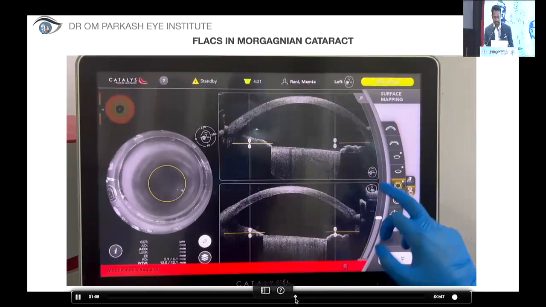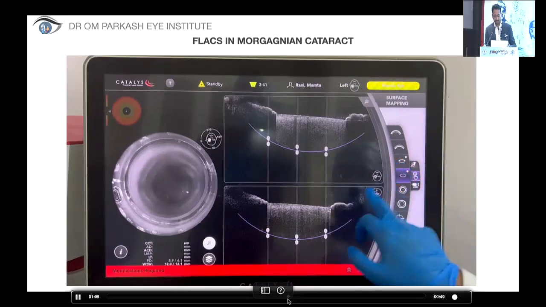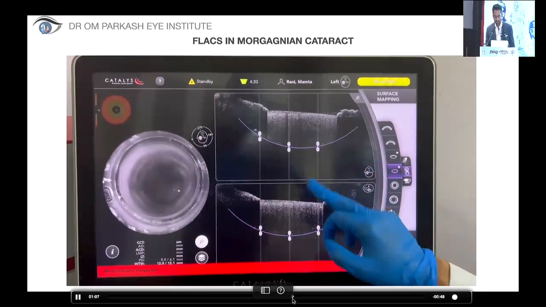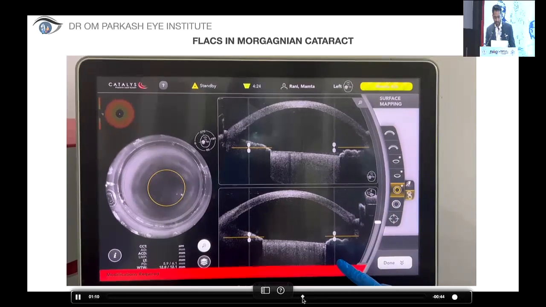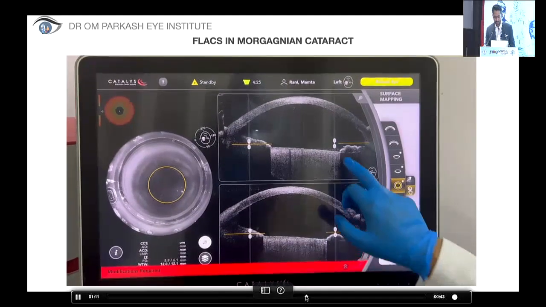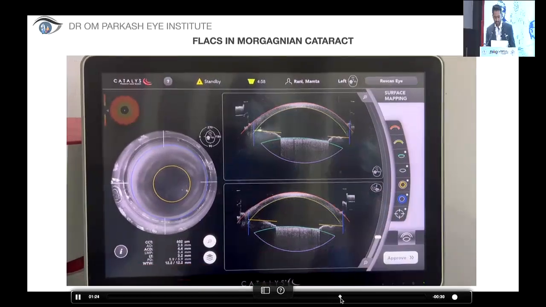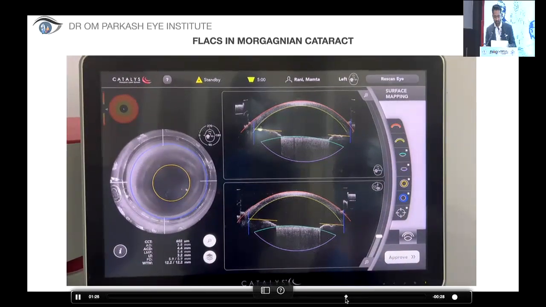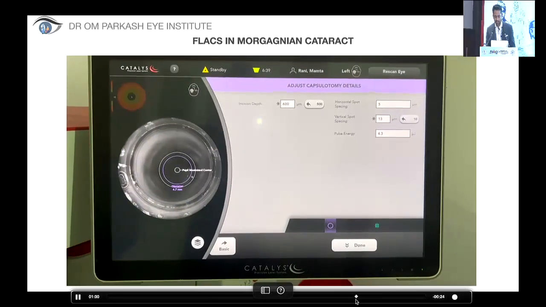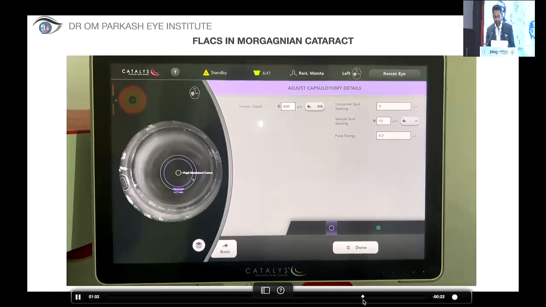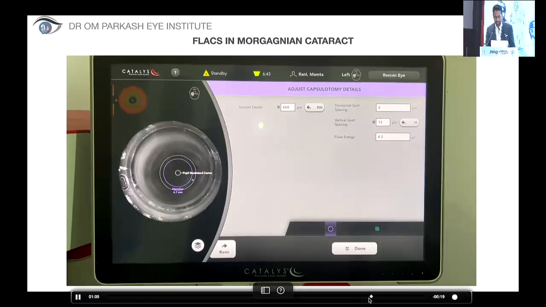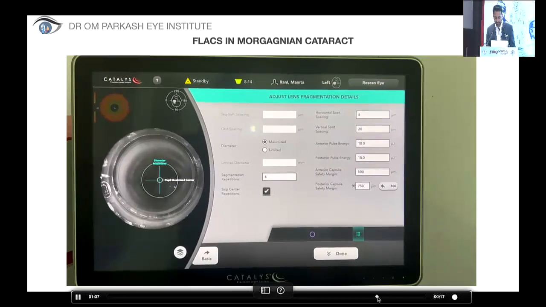So that's how you do the anterior surface, and then the posterior surface is also matched with the posterior. I've kept a 750 micron posterior capsule safety margin in this because of the small nucleus. Iris mapping is also done manually. Once it is done, you can match all the anatomical surfaces very easily, and then I increase the vertical spot spacing for the capsulotomy to reduce the time to 1.1 seconds. And these are all my settings.